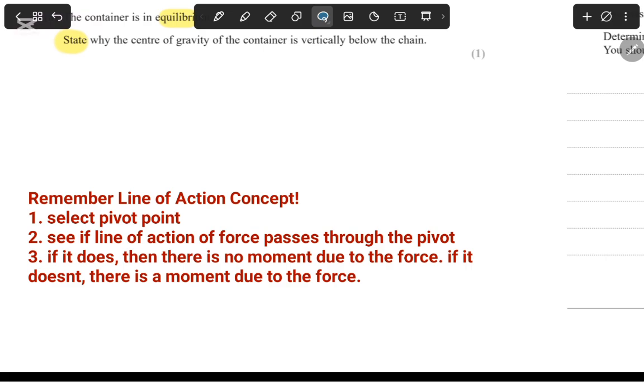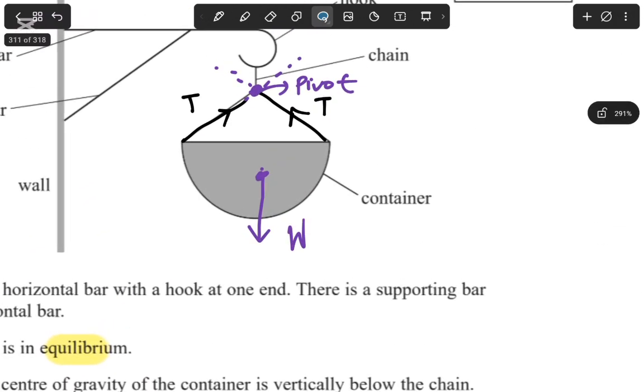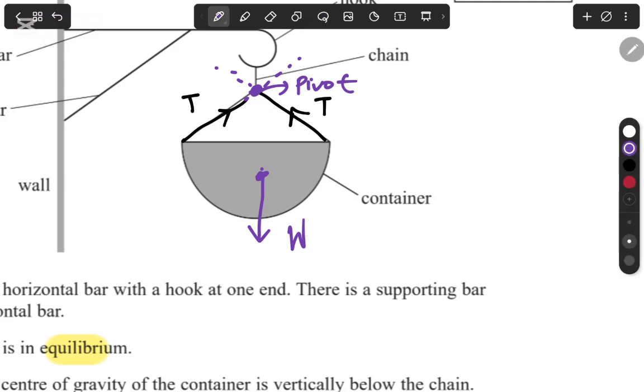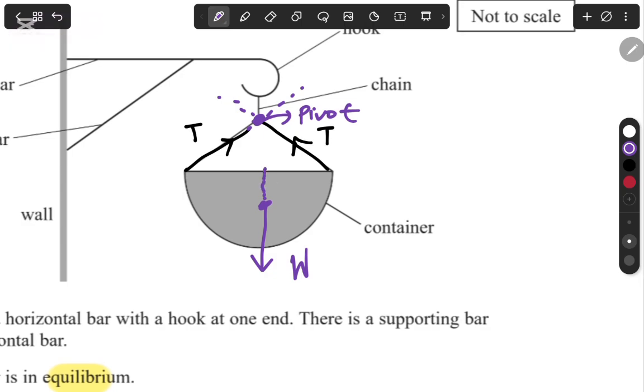So here you can see, remember the line of action concept. You're going to select a pivot, see if the line of action of the force passes through the pivot. If it does, then there is no moment due to the force. If it doesn't, there is a moment due to the force. So we can see that there is no moment due to the two tension forces. And the reason the weight is also directly below the chain is because you can see we draw the line of action of the weight, it passes through the pivot as well. Hence, the resultant moment is 0.